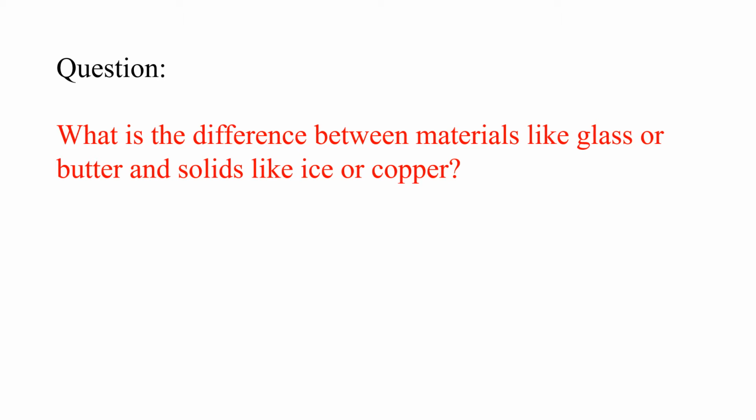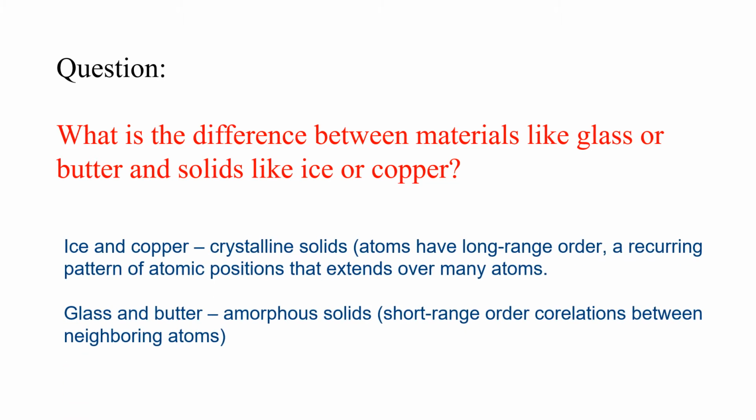This is a question. What is the difference between materials like glass or butter and solids like ice or copper? Ice and copper are crystalline solids, meaning they have atoms that have long-range order, a recurring pattern of atomic positions that extends over many atoms. Glass and butter, on the other hand, are amorphous solids, which have short-range order correlations between their neighboring atoms. So that's basically the difference between glass or butter and solids like ice or copper. Ice and copper are crystalline solids, while glass and butter are amorphous solids.